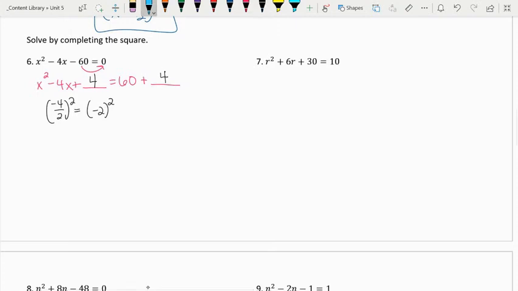So just like above, we are going to rewrite this. We factor it. It would become x minus 2 squared. Remember, it always matches that. And that equals 60 plus 4, which is 64. At this point, we just need to solve for x.